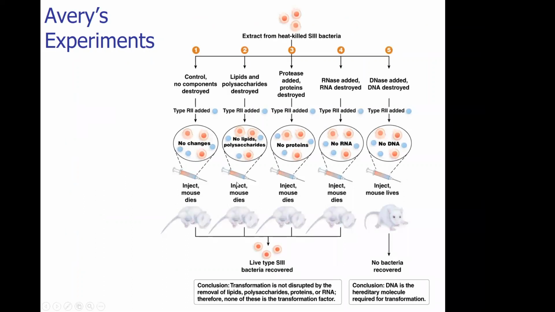And he figured out every time they destroyed RNA, or they destroyed just lipids or carbohydrates, or they destroyed the proteins, it still was able to transform. The only time that it wasn't able to transform was when you destroyed the DNA. So DNA seemed to be the magic bullet, if you will, that was going into those cells, changing their phenotype.